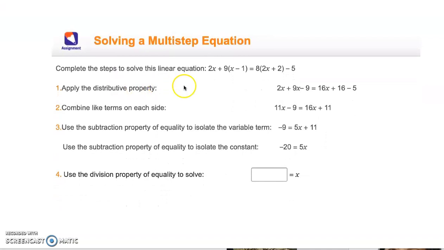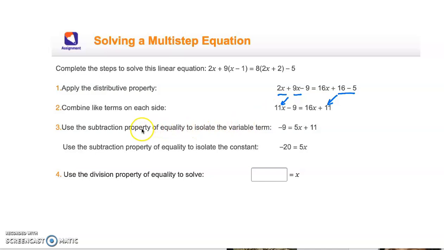Now, here's this multi-step equation. The first step we did already. Then we combine like terms on each side. 2x and 9x are like terms, combined to get 11x. And 16 minus 5, we get 11.